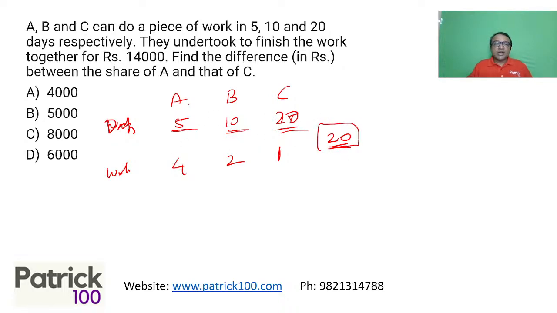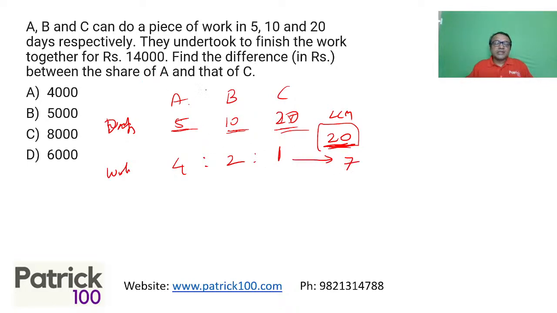So if I want to reverse the ratio, work done: take the LCM, 20 divided by 5 is 4, 20 divided by 10 is 2, and 20 divided by 20 is 1. So the ratio of work done is 4 is to 2 is to 1. Total work done is 7.